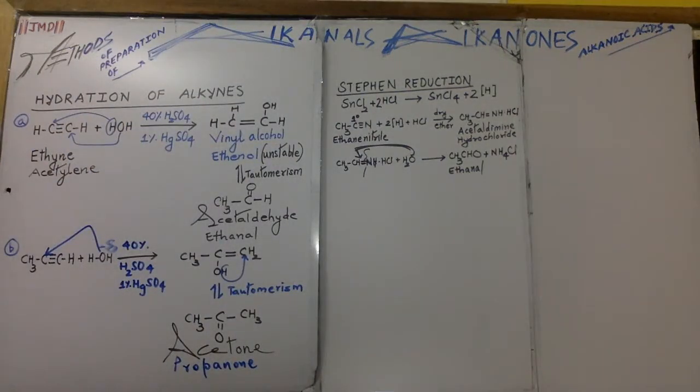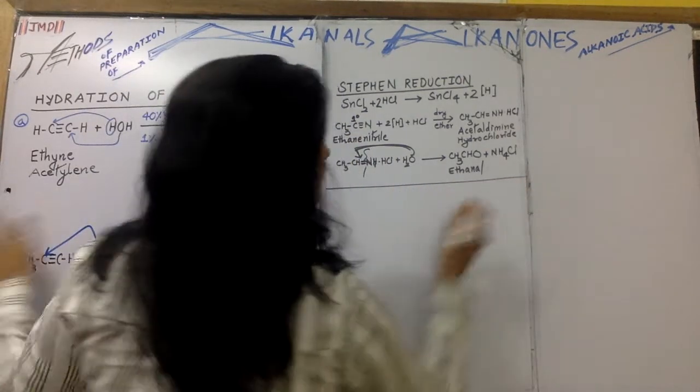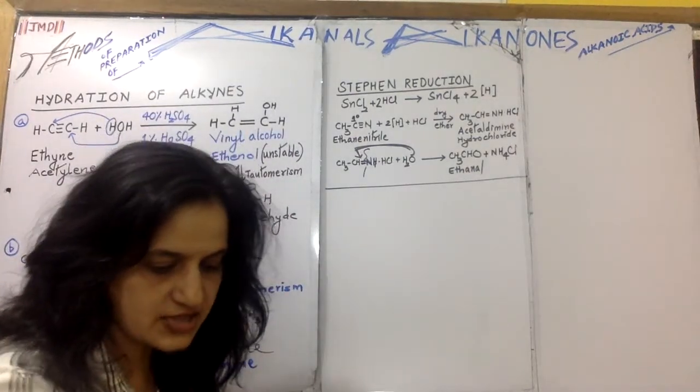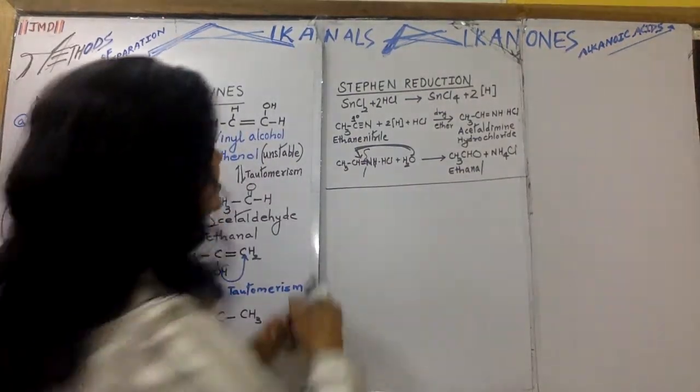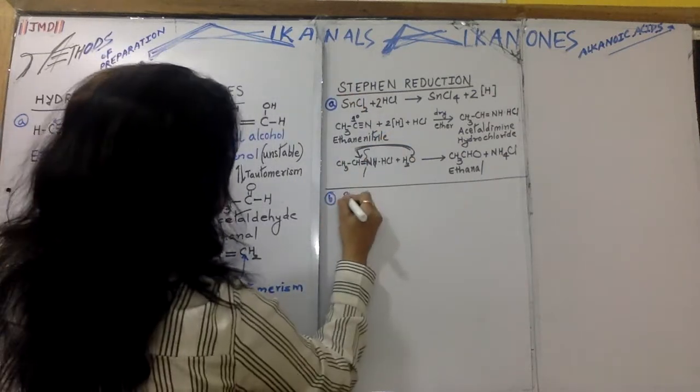Okay, we can take one aromatic example also. Let us take one aromatic also. Only I'm writing. Just a minute. So this is A. We're going to B. Okay, I'm writing with this color only.